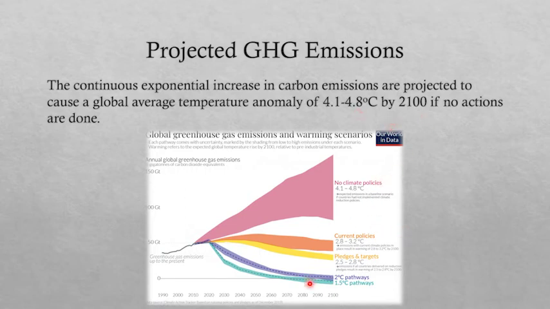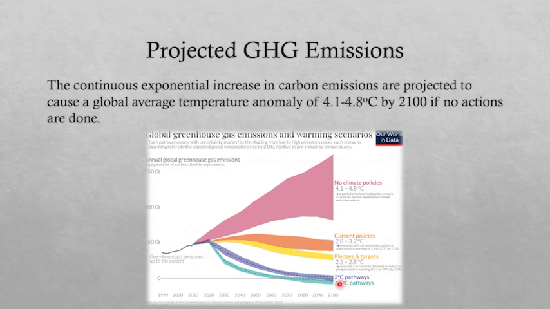We have here some projections on what would happen with our current policies. For our current policies, we can expect temperature anomalies of 2.8 to 3.2 degrees Celsius by the end of this century. This temperature anomaly is still too high. That's why our world leaders are continuously pushing for more and more policies that target reducing our greenhouse gas emissions.